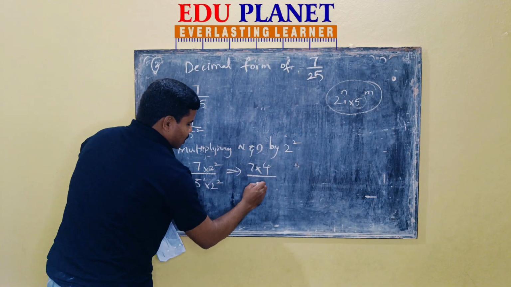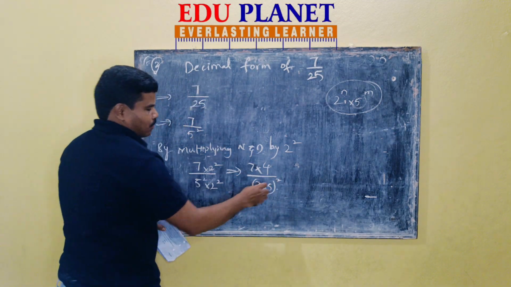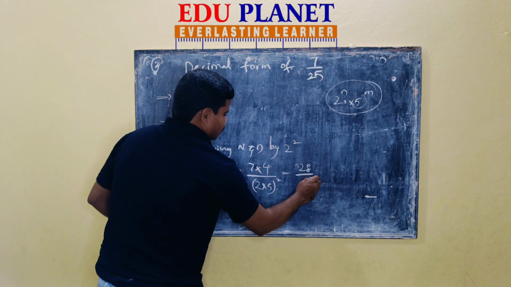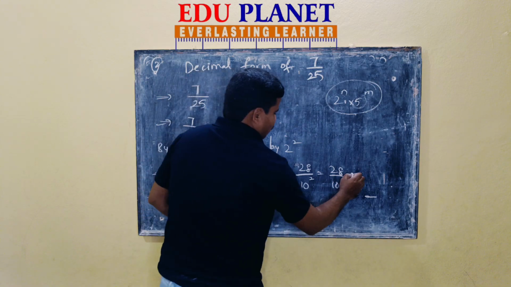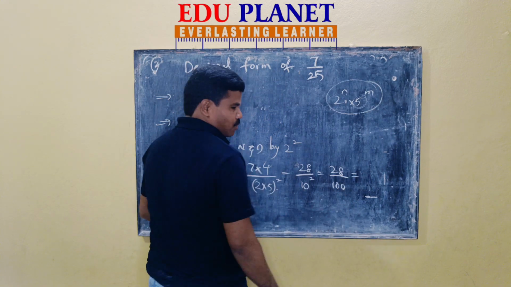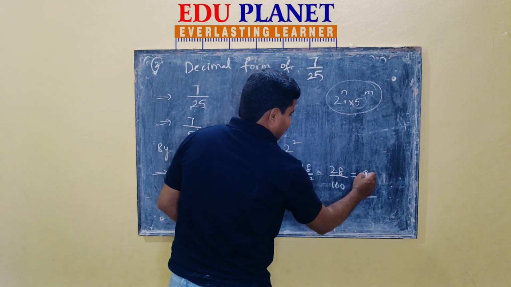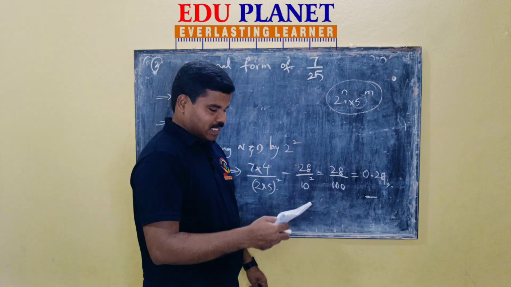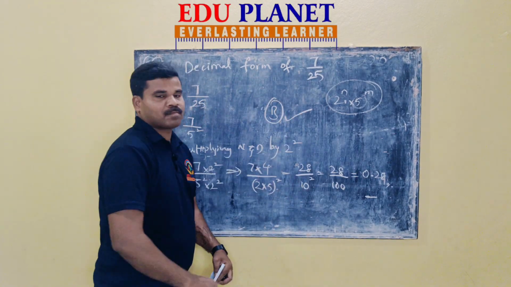I can write this as 2 into 5 whole square, otherwise 5 into 2 whole square. 7 4s are 28 upon 2 5s are 10 square. 10 square means 100. If I remove 2 zeros from the denominator, that is, if I remove 100 from the denominator, I will get the form 0.28. It means option B will be our answer.